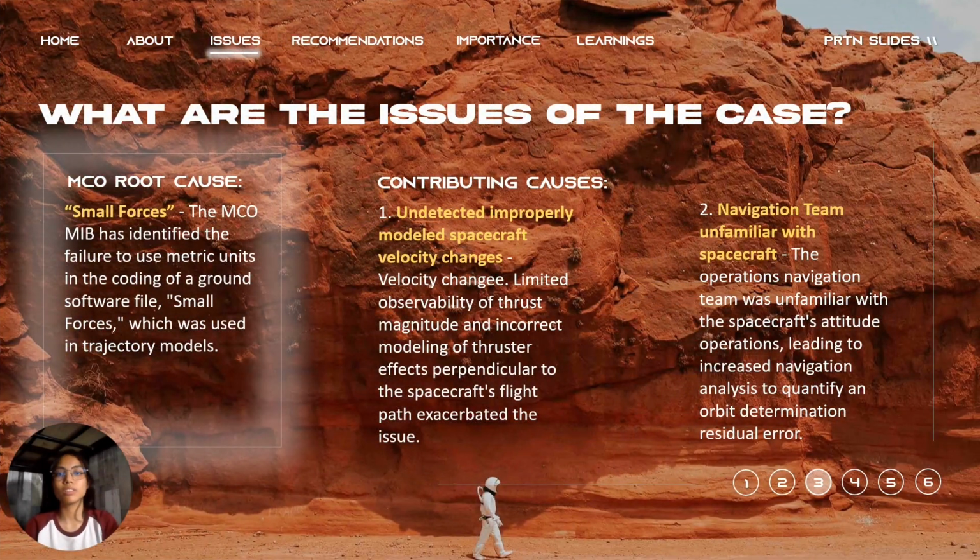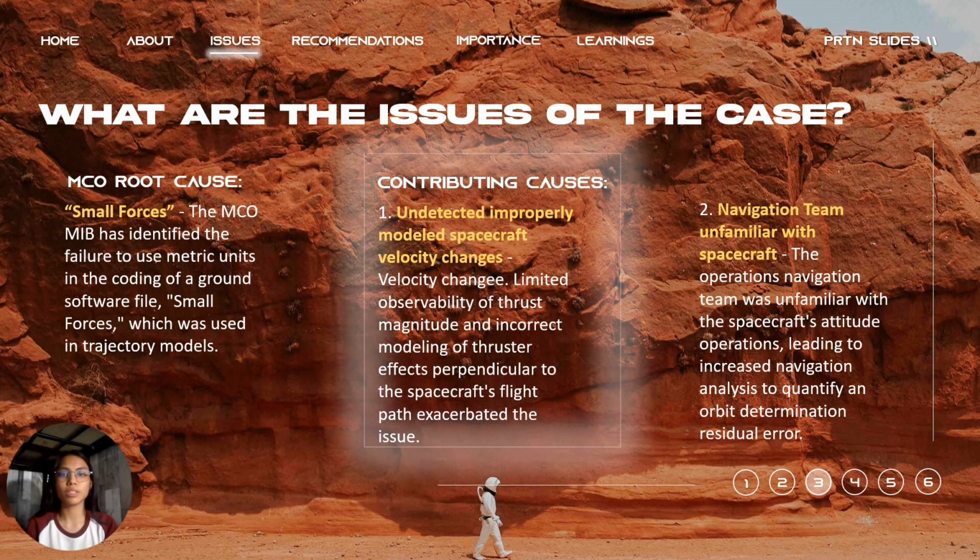As I mentioned, the main issue is the MCO root cause, or small forces. The MCO-MIB identified the failure to use metric units in the coding of a ground software file, which was used in trajectory models. The thruster performance data was reported in English units instead of metric units, causing the loss of the MCO spacecraft.